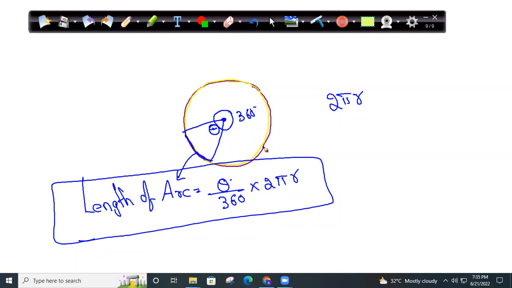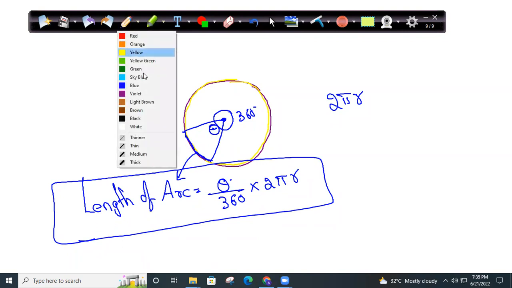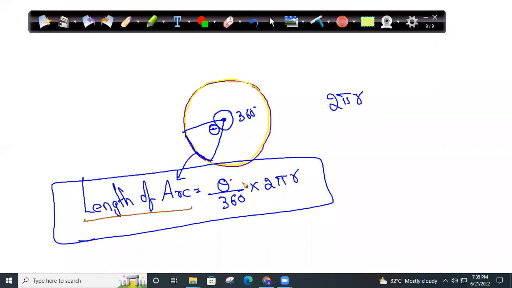Everyone in the class should have awareness. If I need to find only part of the length of the circle, which is an arc, that is given as length of arc. So length of arc is given by theta by 360 into 2 pi r, where theta is measured in degrees.